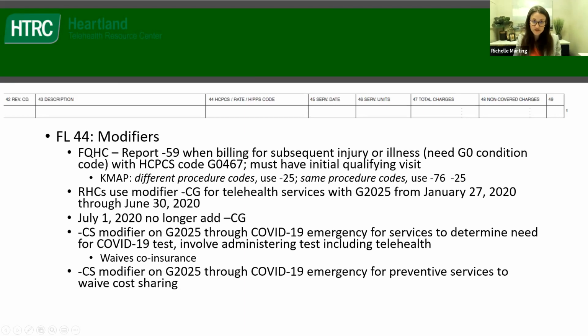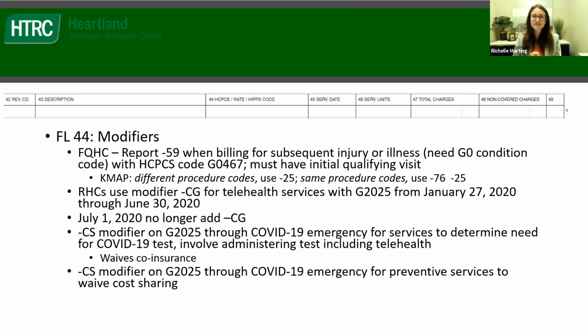Then the HCPCS or the procedure code that you use on the line item is G0467 for that distinct separate visit. So there has to be an initial qualifying visit to have the distinct separate visit with modifier 59 and with the G0 condition code.